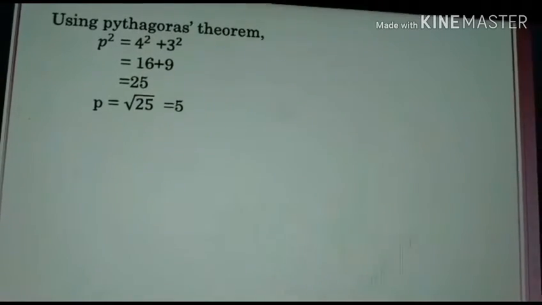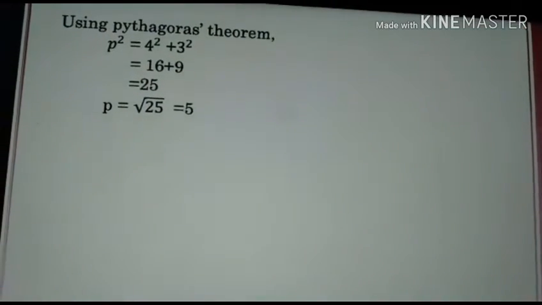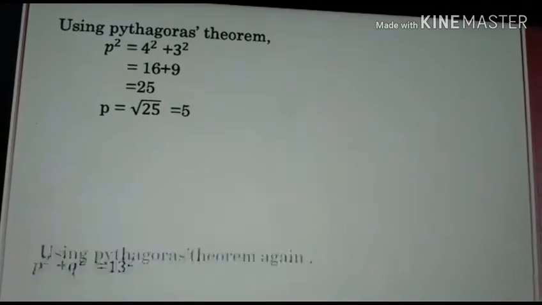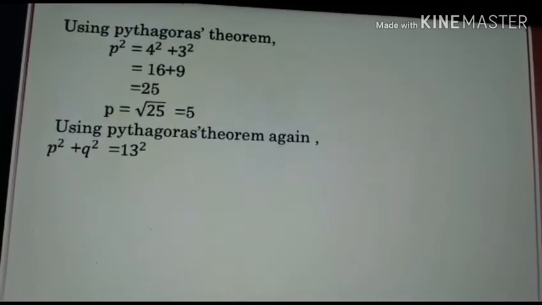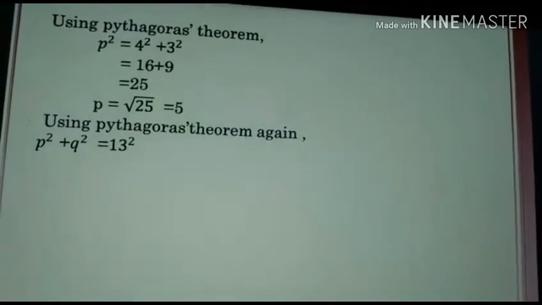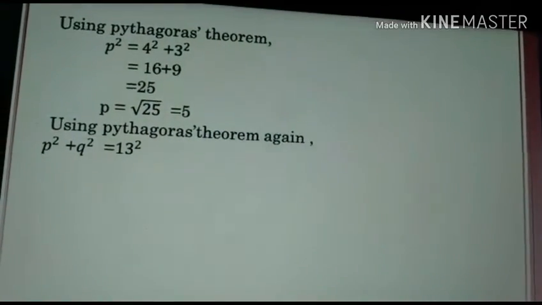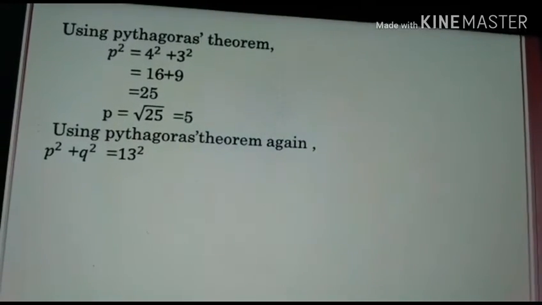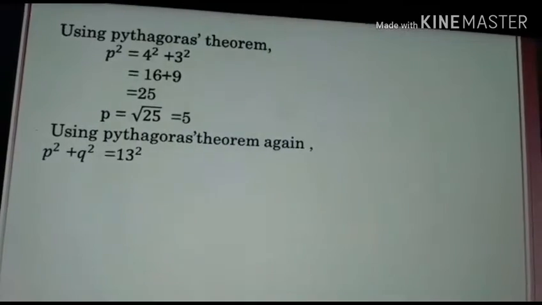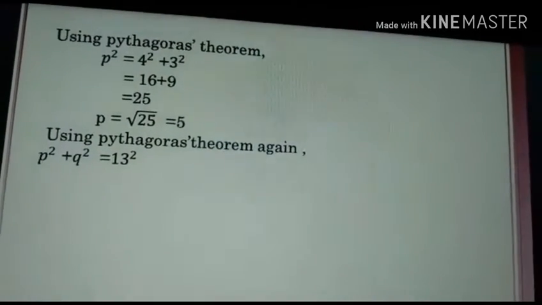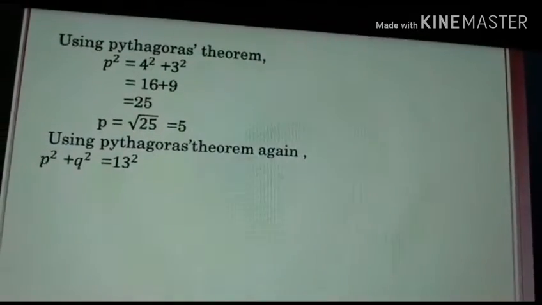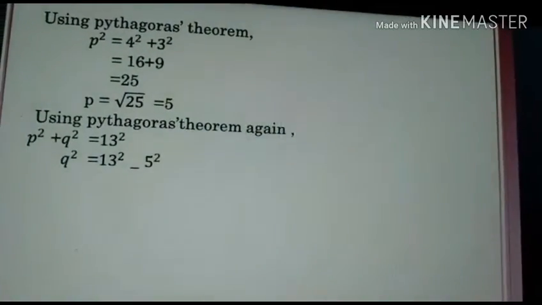The sides are P and Q and the hypotenuse is 13. Use the Pythagoras theorem again. P square plus Q square equals 13 square. From this equation we can find the value of Q. For that, Q square equals 13 square minus P square. What is P? P is 5. So Q square equals 13 square minus 5 square.